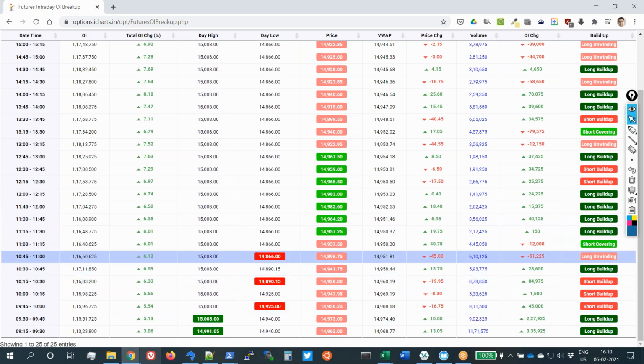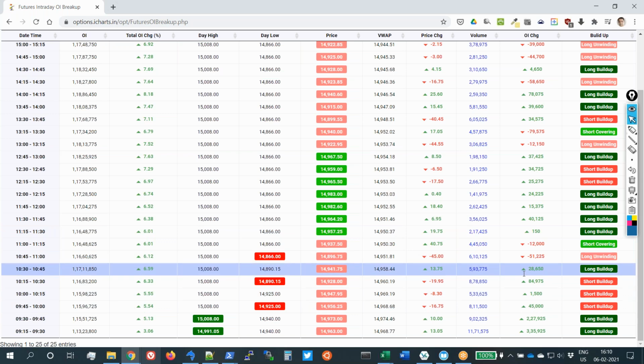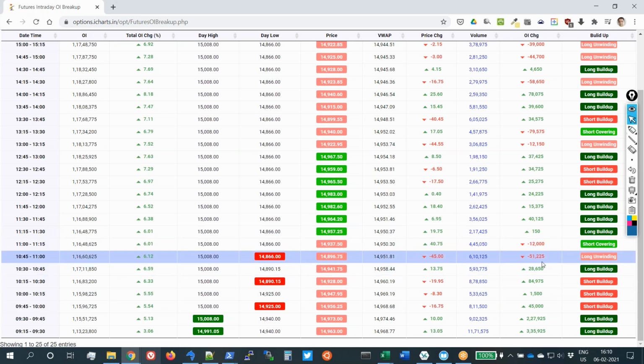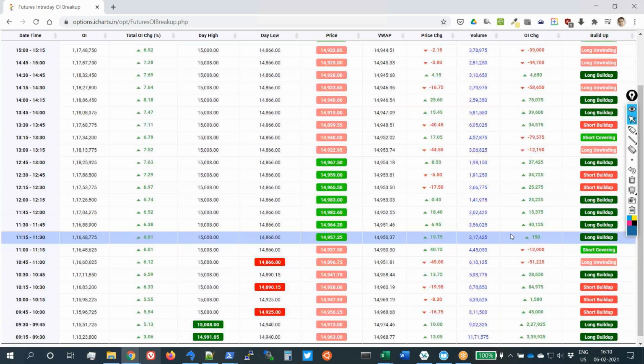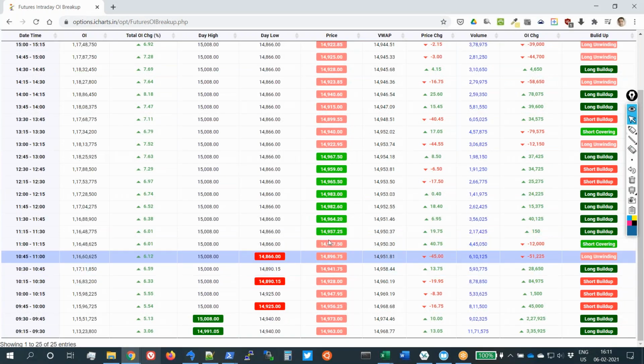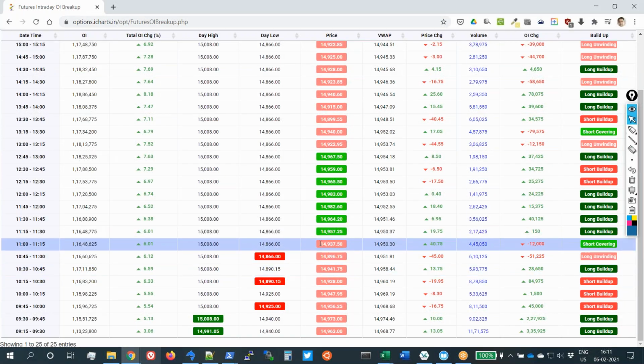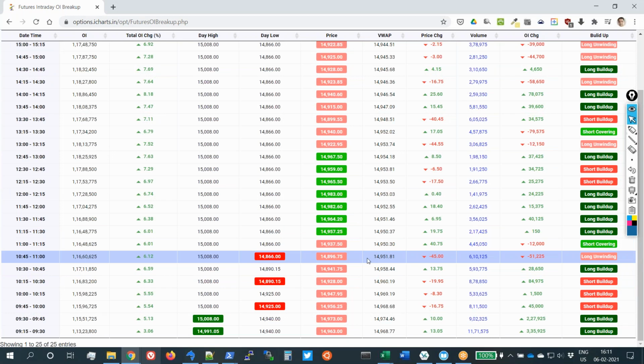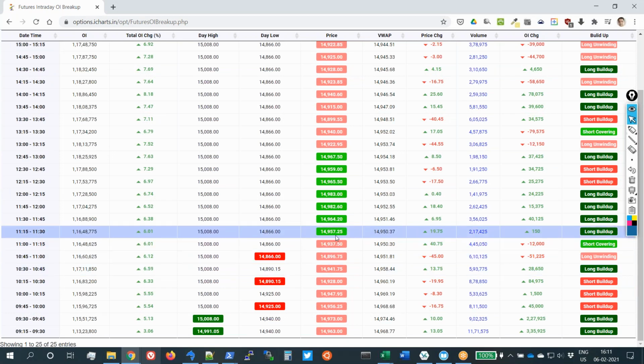So just keep an overview. These 2-3 things have to be looked at before you can take a decision. I'm not saying that you can directly take a trading decision, but this is the way I would go about analyzing it. So at this place, price is above VWAP, long build-up is there.